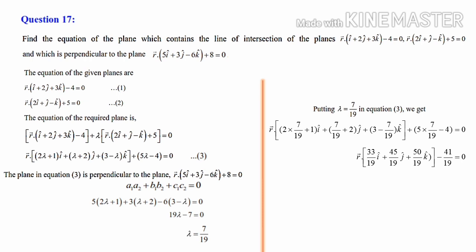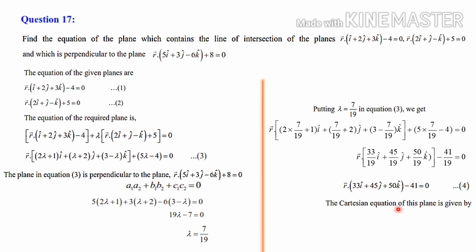When you do the calculation, vector r dot 14 plus 19, 14 plus 19 is 33, divided by 19 into i cap. Here it is 7 plus 38, 7 plus 38 is 45 by 19 into j cap. Then here when you do the calculation you will get 50 by 19 into k cap, is equal to, and this calculation gives 41 by 19 equal to 0. Then when you cancel 19 throughout we get vector r dot (33 i cap plus 45 j cap plus 50 k cap) minus 41 is equal to 0. Label it as equation number 4.